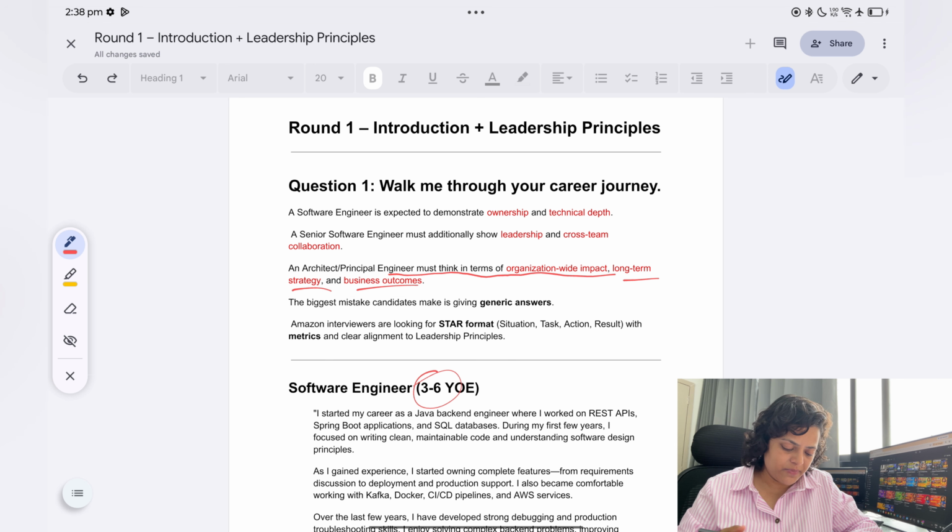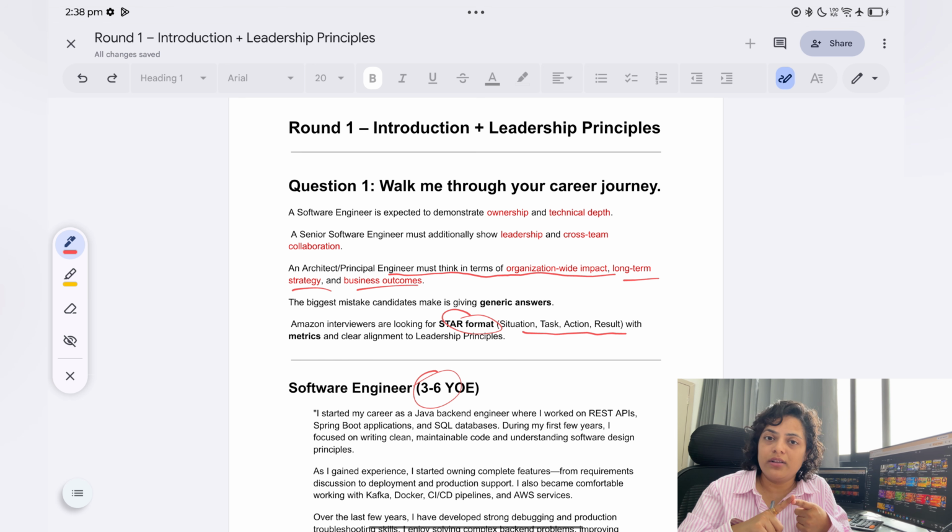What is STAR? Amazon interviewers are looking for a STAR format. STAR is situation, task, action, and result, with metrics and clear alignment to a leadership principle. So first you will tell them what the situation was. T stands for task, so what task you were facing. Then A is action, what action you took on that task, and then R is for result, what was the outcome.